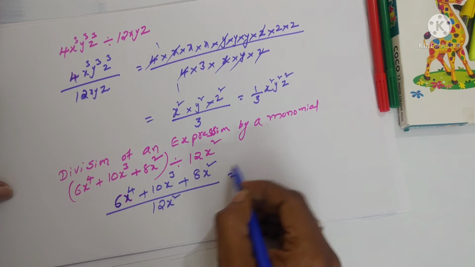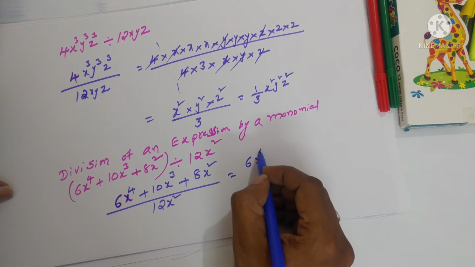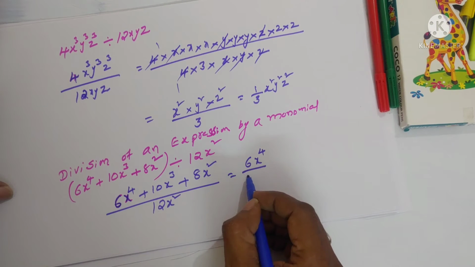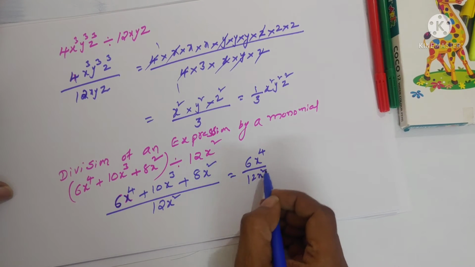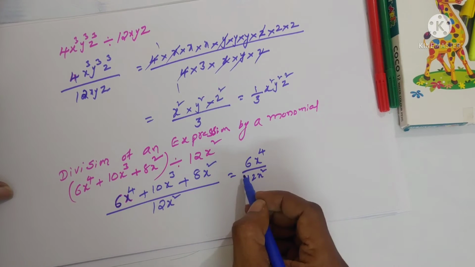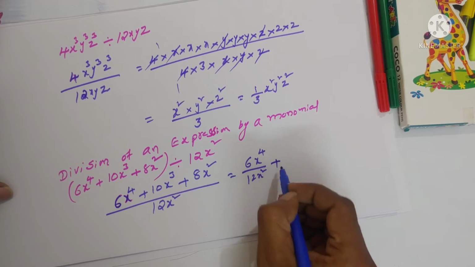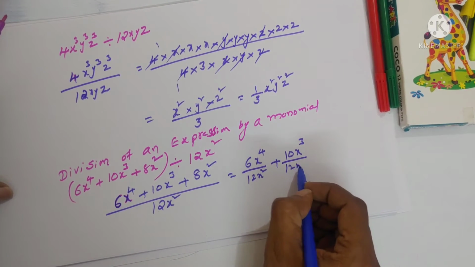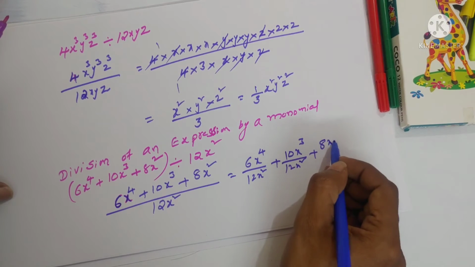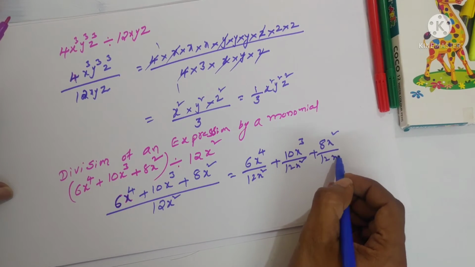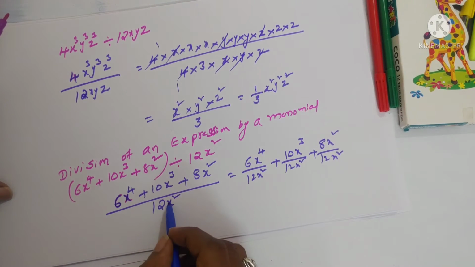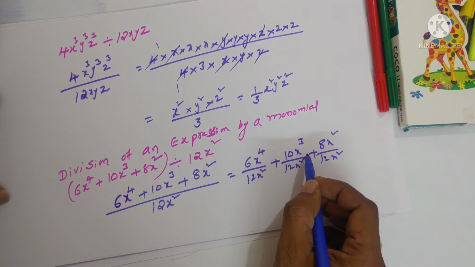So now we separately divide each term of the numerator by the denominator term. That is, 6x power 4 by 12x square plus 10x cube by 12x square plus 8x square by 12x square. Okay, so be careful: whenever you have only a single term in the denominator, you can separate like this.